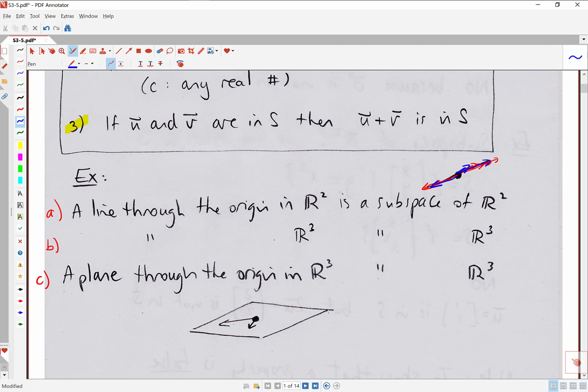Similarly, any line through the origin in R3 is a subspace of R3. And another classic example is if you take a plane through the origin in R3, you can check that that's a subspace of R3. In particular, let's look at property 3 for this plane. Imagine that you take any two vectors that lie on this plane. We're going to add them together. We know from addition of vectors that the sum is going to look something like this big blue vector here, and that's certainly still on that plane through the origin.